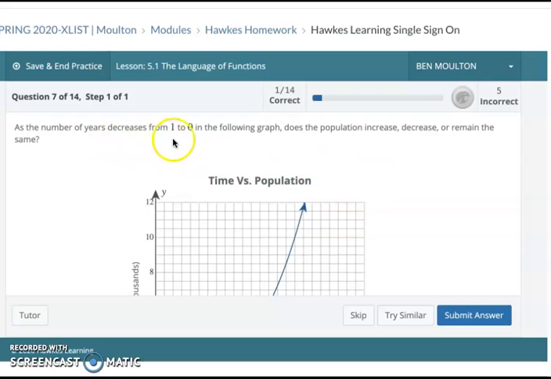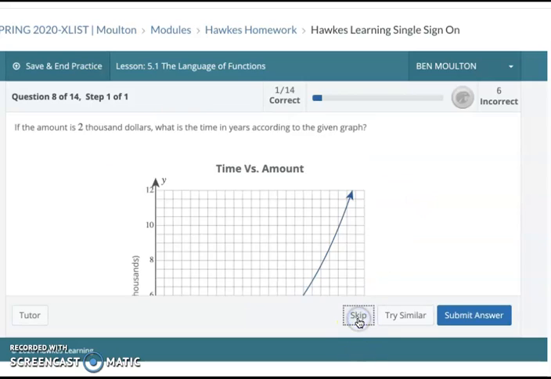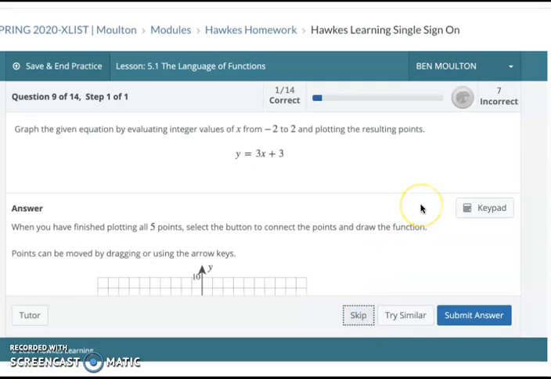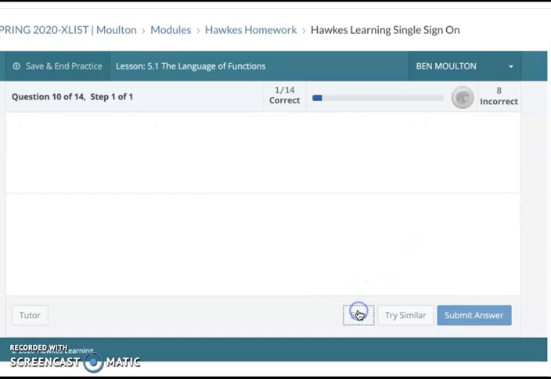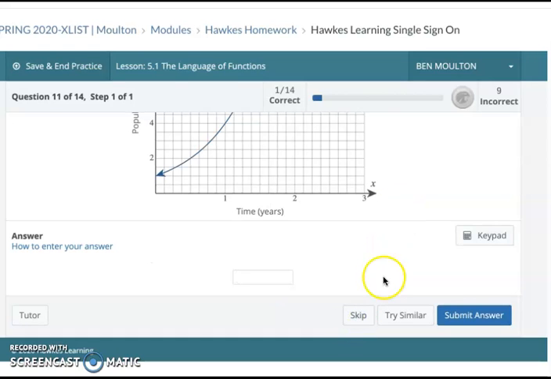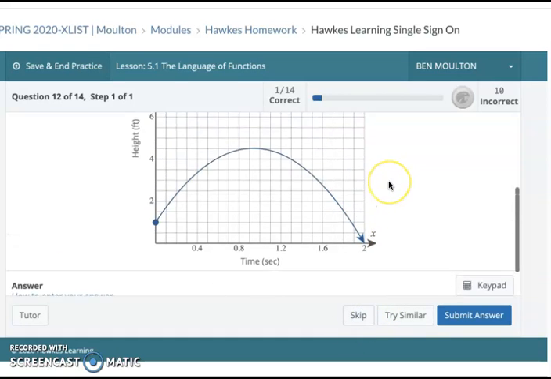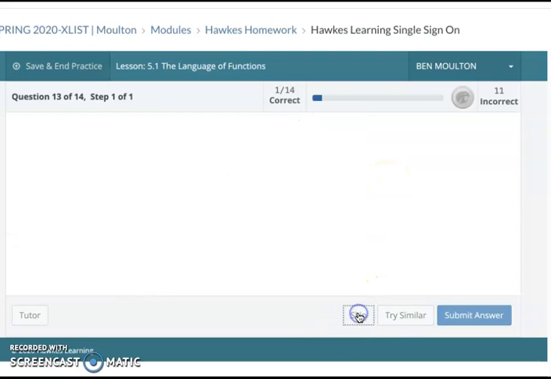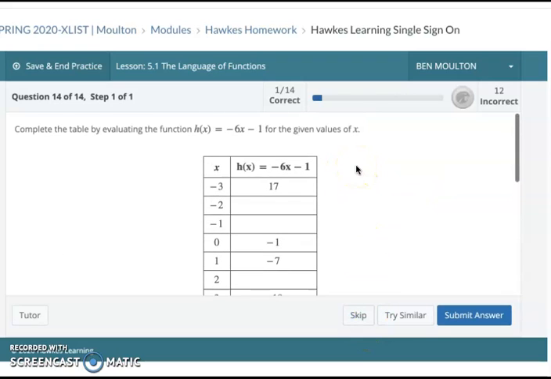As the number of years decreases from 1 to 0, we did one like this one. I'm going to skip that. Same story here. And this one is just like the one we just got done doing. As is this one. I think we're good to go. I don't see anything that's going to rock our worlds here. I think you should be okay. But if you get hung up, by all means, give me a holler, all right?